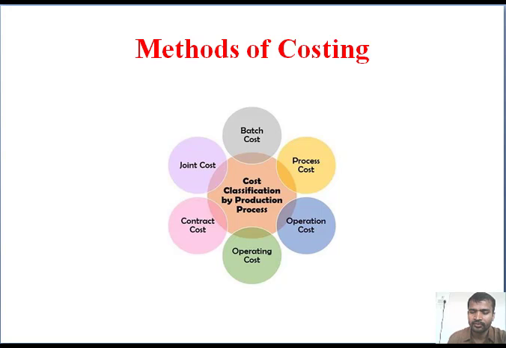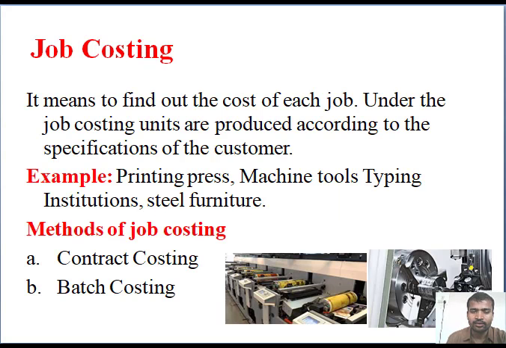Next, I will try to explain what job costing is. Job costing is used to find out the cost of each job, under which units are produced according to the specifications of the customer. For example, printing presses, machine tools, typing institutions, steel, furniture, etc.